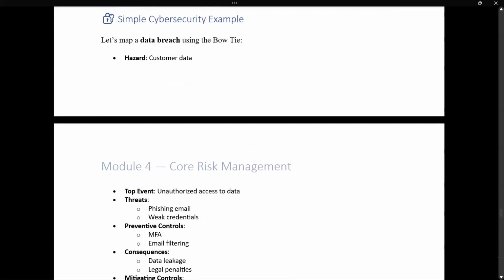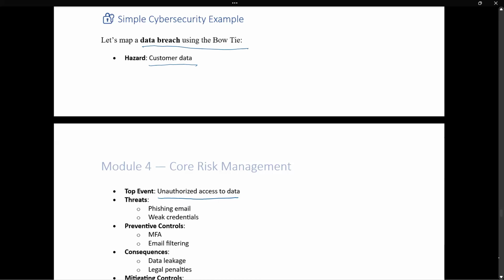Now let's talk about one example. We'll map a data breach using a bowtie. The hazard is customer data. This is something which we want to protect. The top event is unauthorized access to data. Somebody is able to access the data who is not authorized.